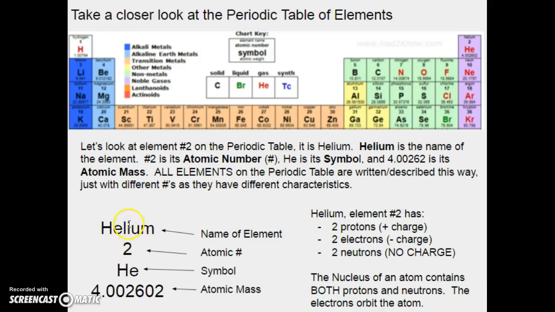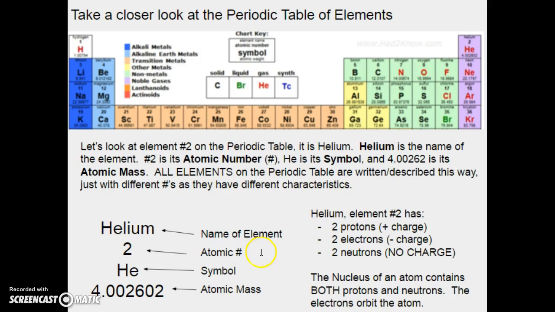So here's what we can say. Let's start with helium. The name of the element is helium, atomic number 2, symbol He, and atomic mass. So if we look at helium on the periodic table, it is the name of the element, number 2 is the atomic number, He is the symbol, and 4.002602 is its atomic mass. All elements on the periodic table are written or described this way, just with different numbers as they have different characteristics. So we can start making sense of this.